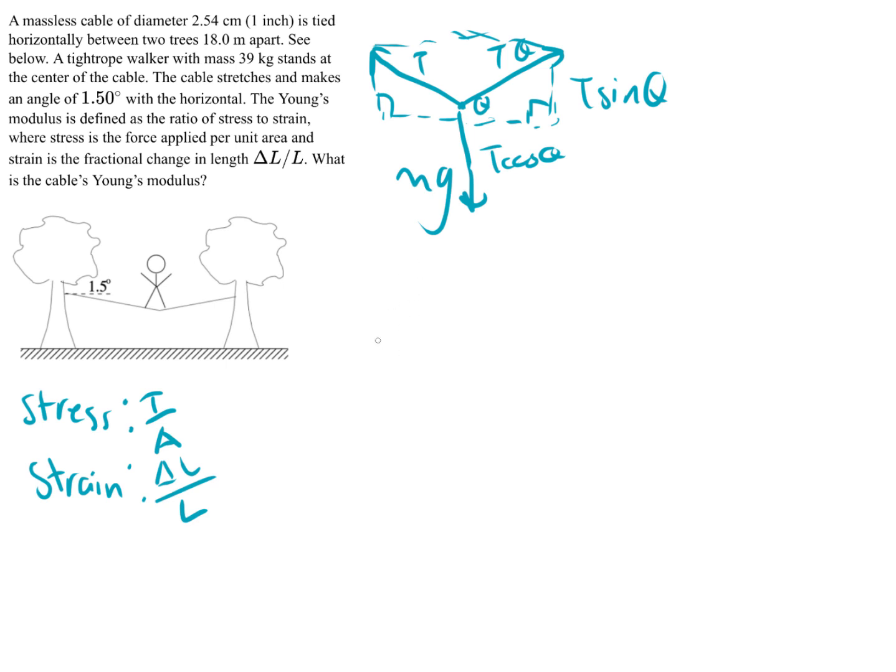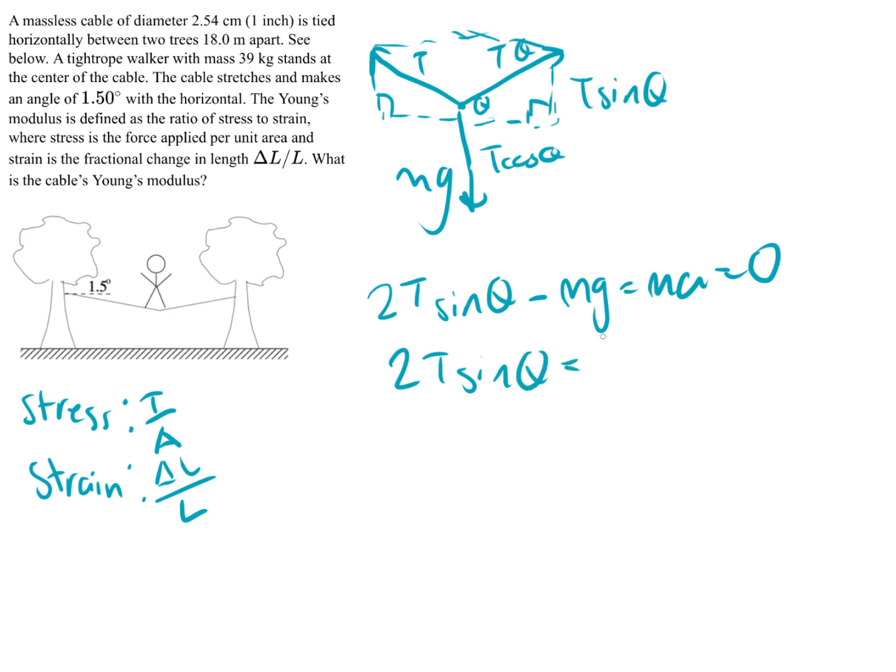So we know that both of the vertical tension forces acting together are working to prevent gravity from accelerating the person down. So the sum of forces equals ma equals 0. Since there is no acceleration, this whole right side of the equation is 0. So 2T sine theta is equal to mg. And now we can just simply solve for T, which is mg divided by 2 sine theta.